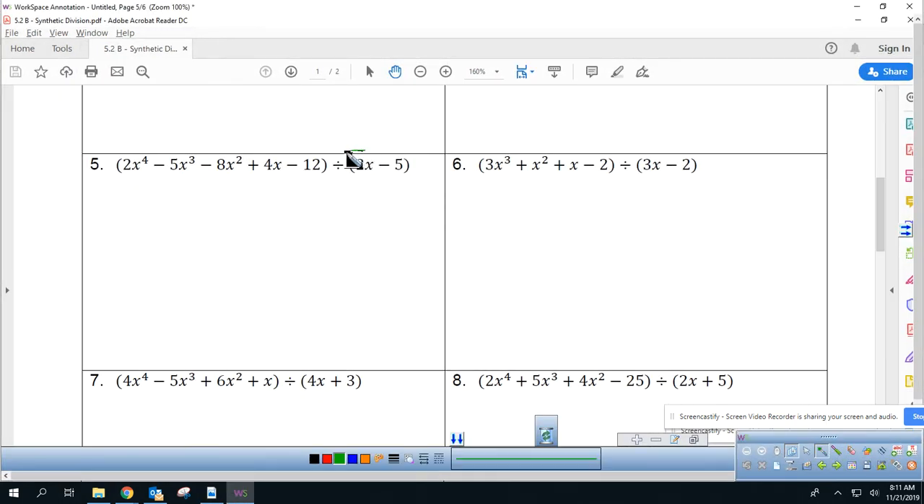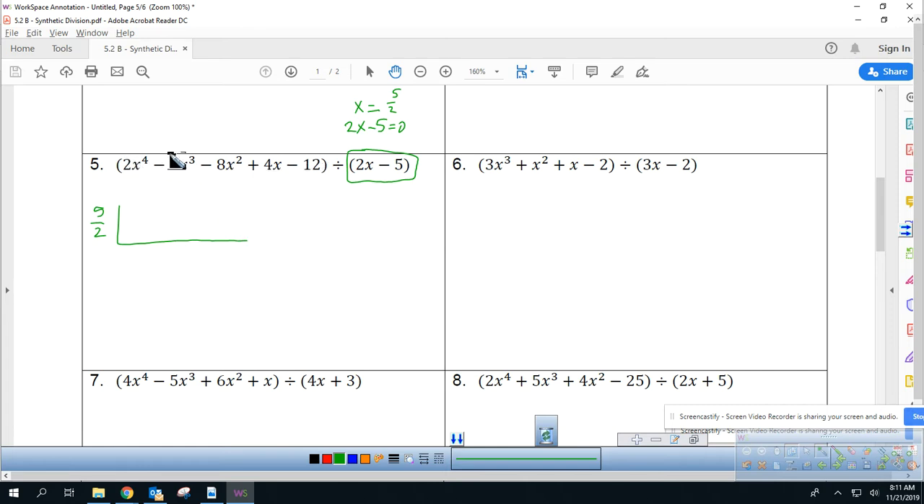Okay, on number 5, we have a linear factor again. That tells me I can do synthetic division, but we must find the root again. So if you find the root, you set it equal to 0, we're going to add 5 and divide by 2. So that tells me that x would be 5 over 2.